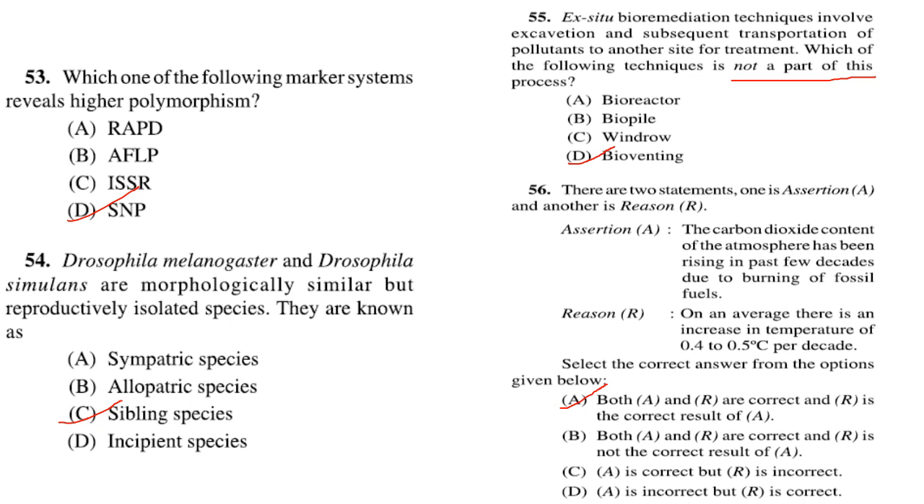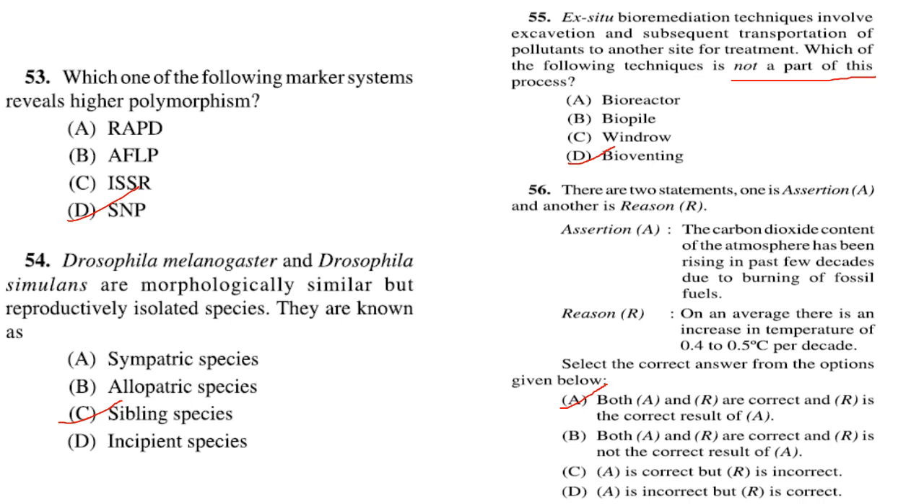Next one. Drosophila melanogaster and Drosophila simulans are morphologically similar but are reproductively isolated. They are known as? What are sympatric species? They are most often evolved from ancestors that existed in the same geographical area for a long period of time. There is no reproductive isolation observed in sympatric species.